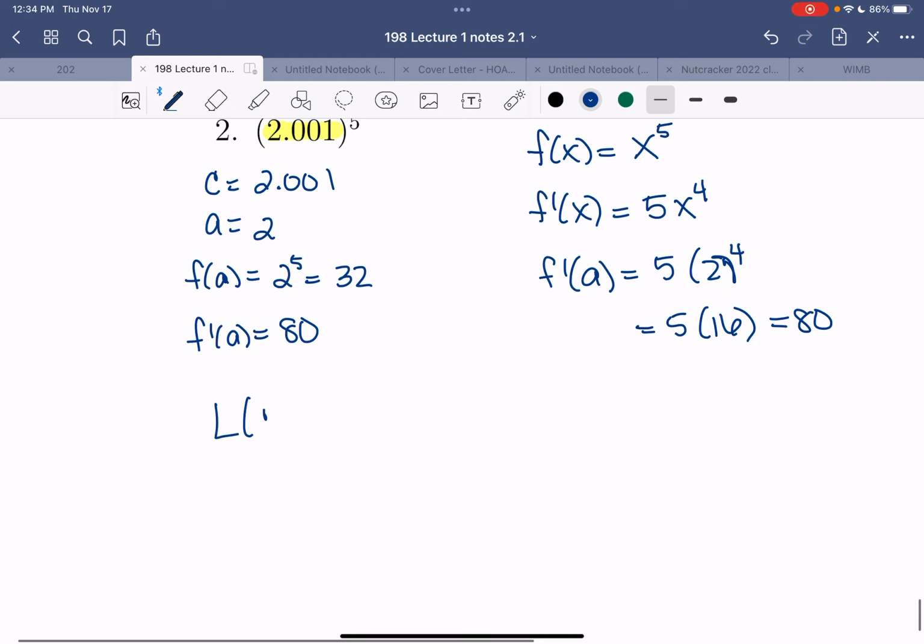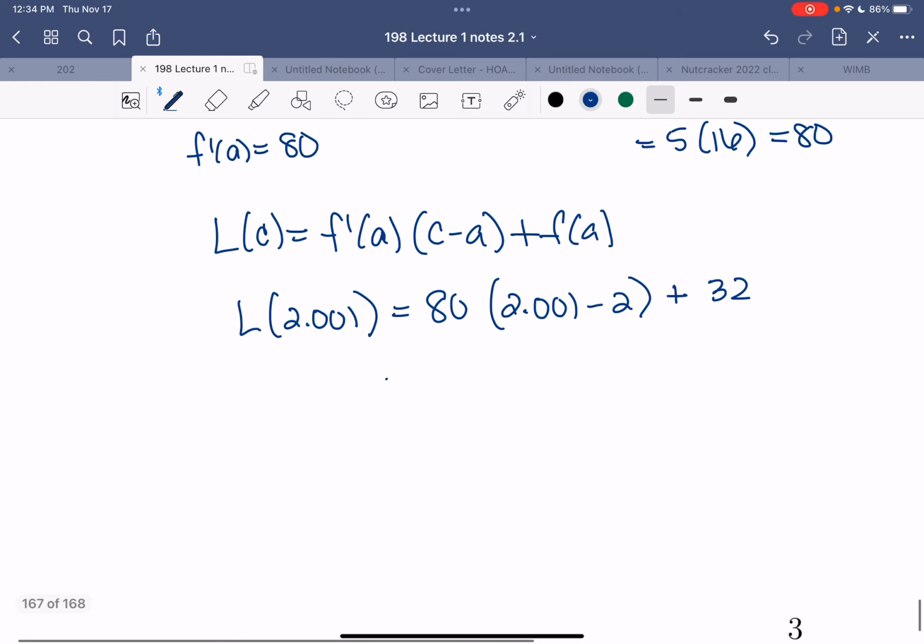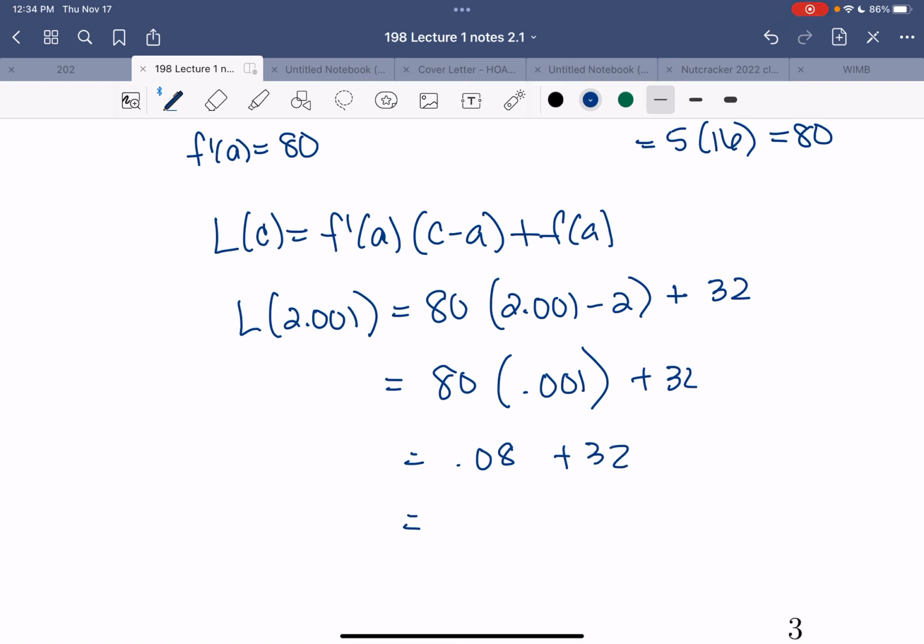Okay, and then I'm plugging into my formula. L of C is f prime of a times c minus a plus f of a. So my L of 2.001 here is going to be the derivative, which is 80, times c minus a, which is 2.001 minus 2, plus my f of a, which is 32. So you're taking 80 times 0.001 when you subtract, plus 32. When you multiply that by 80, you get 0.08 plus 32. And so you have 32.08 as your approximation.